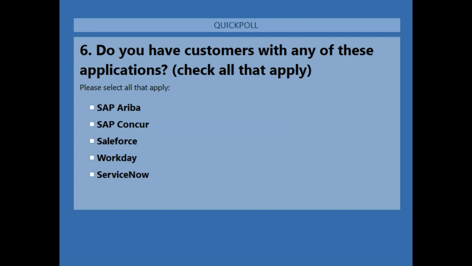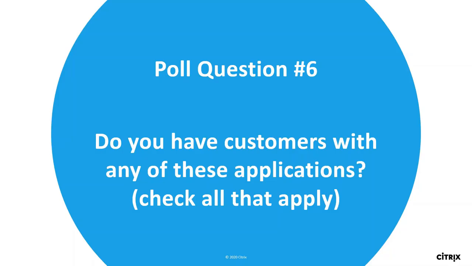Great. So we actually are going to have two polls back to back here that are similar. But what we're asking is if you have any customers with the following applications, and this poll will allow you to select multiple choices. So in this first question, we have SAP Ariba, SAP Concur, Salesforce, Workday, and ServiceNow. So we'll give you a few more seconds to respond. Again, select as many options as apply. Okay, we'll close this one.